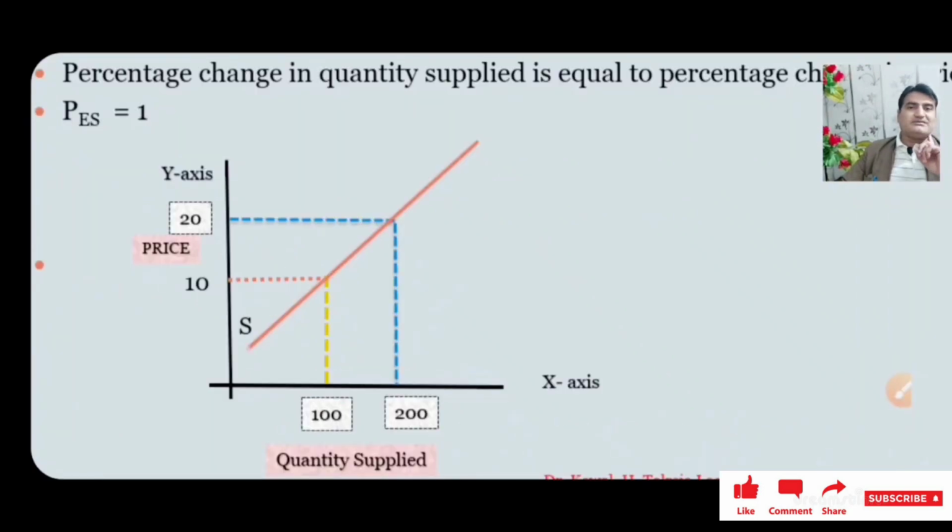The price is 10, and the quantity supplied was 100. When the price increased from 10 to 20 rupees, the quantity supplied in the market increased from 100 to 200. It means that the quantity supplied became double. So it means that the percentage change in quantity supplied is equal to the percentage change in price.